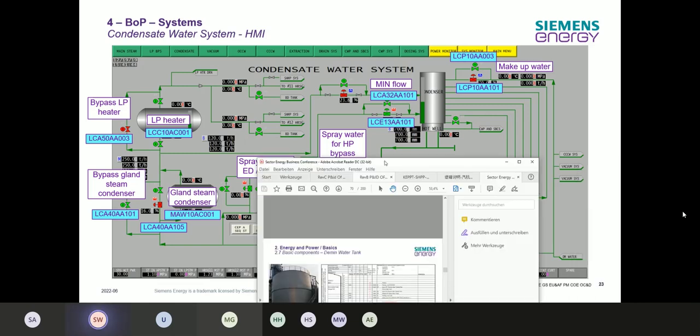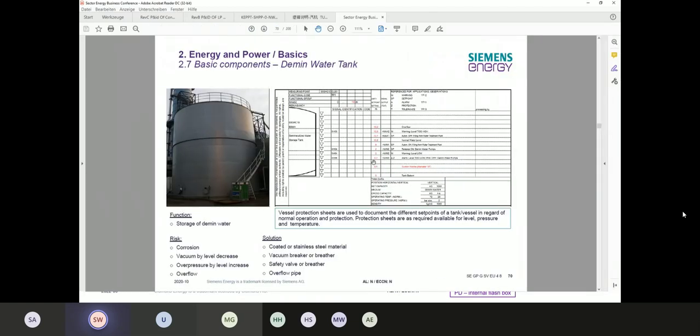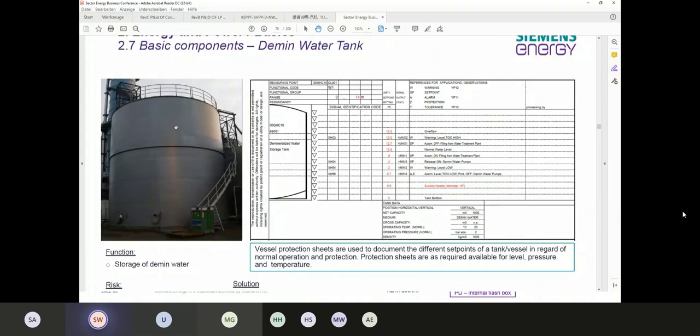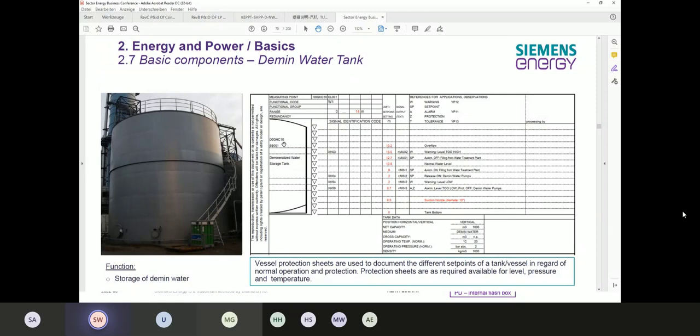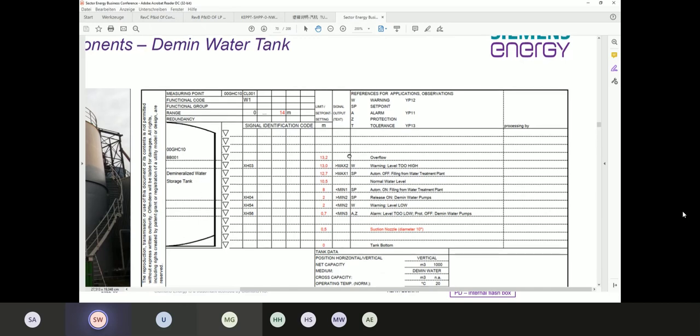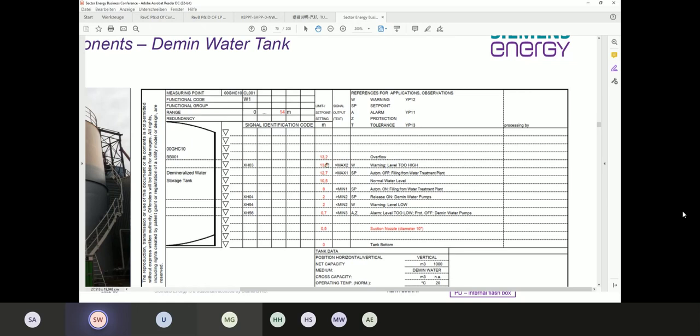So normally it should look like this. This is now, let's say, from the Siemens side. So dam and water tank, what I showed you before. We have the tank and then a so-called vessel protection sheet. So that's this one. You have here the measuring point in. That's the level. You have the function group, water side, range 0 to 14 meter, redundancy in, and then you have your dam and water storage tank. And when you check here, 13.2 meters overflow, you get a warning level too high, 12.7 automatic off.